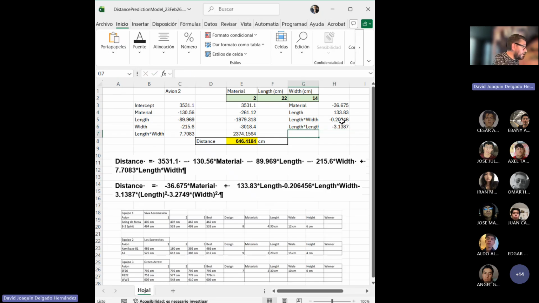And finally, we have the last term, which is width times width, which is exactly to the second power, and the coefficient is minus 3.2749. Okay, so let's calculate the distance now.